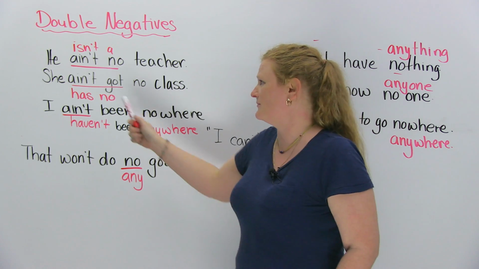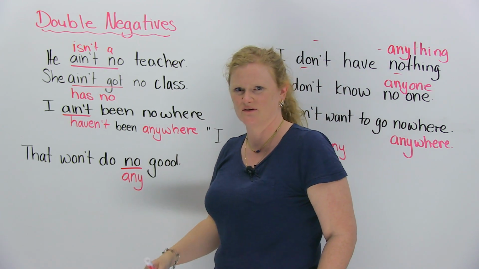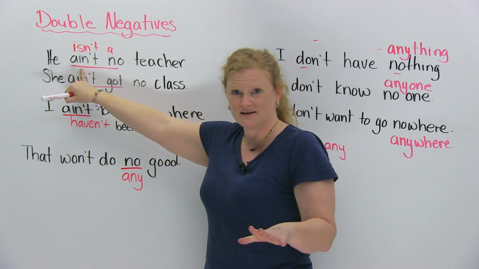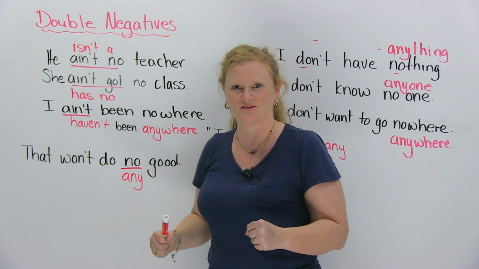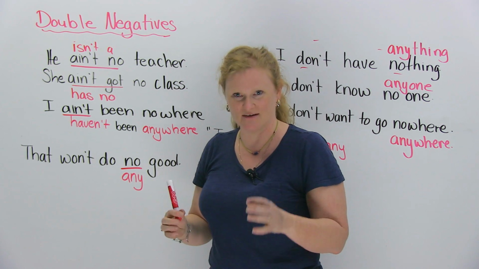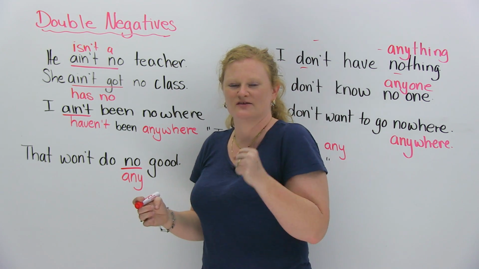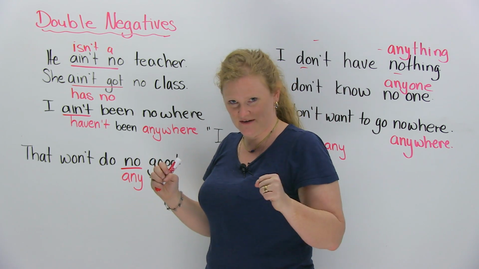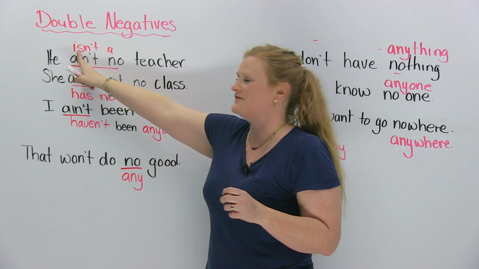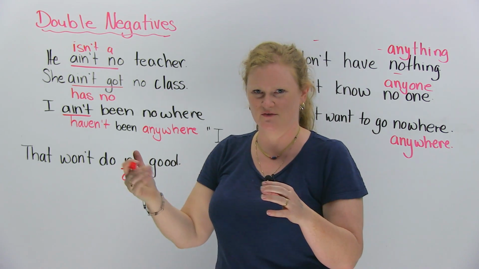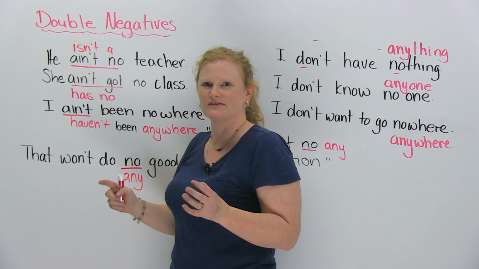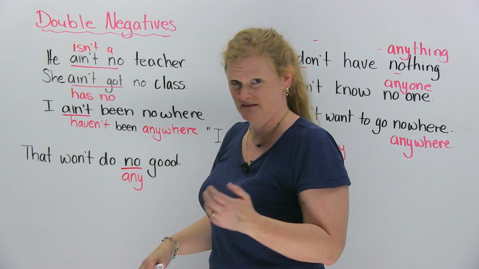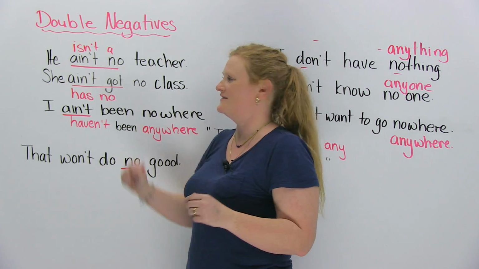So, if we look at the first example, he ain't no teacher. We can't say ain't. Ain't is not even a word in English. If you look in the dictionary, it's not there. It's really, really slang, and it's bad. So, I want you guys to take this word out of your head. And I want you to say, he isn't. You've learned this before. You use the verb to be. So you're going to say, he isn't a teacher. I'm the teacher, and you have to say, he isn't a teacher.